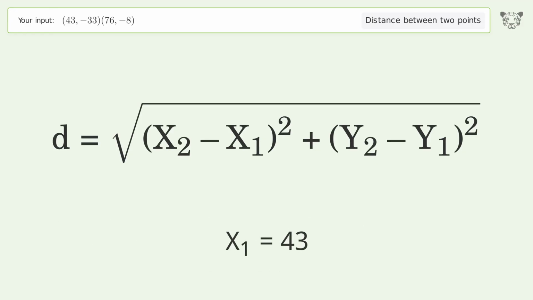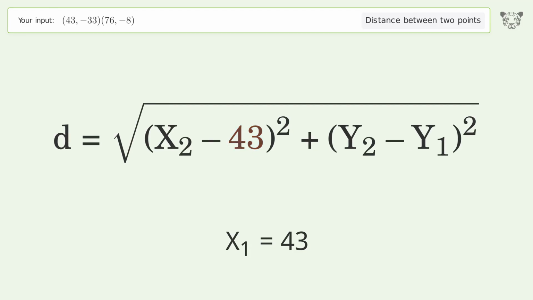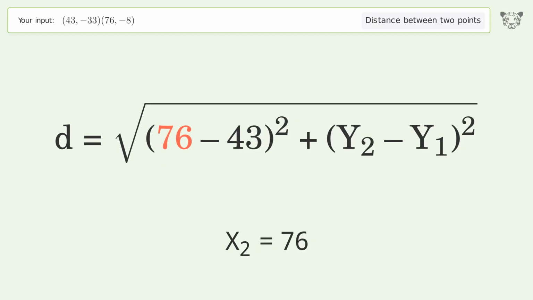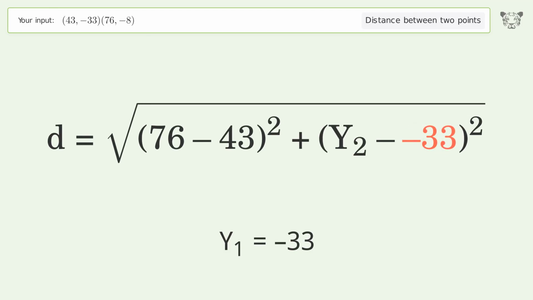x1 equals 43. x2 equals 76. y1 equals negative 33. y2 equals negative 8.